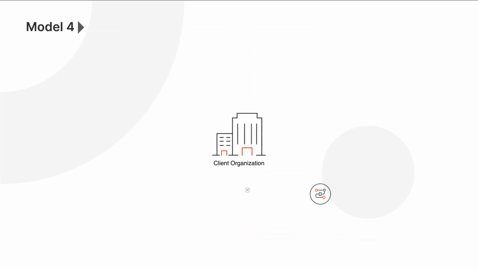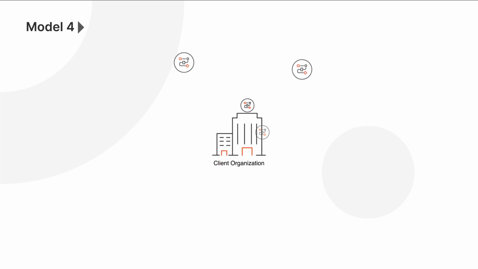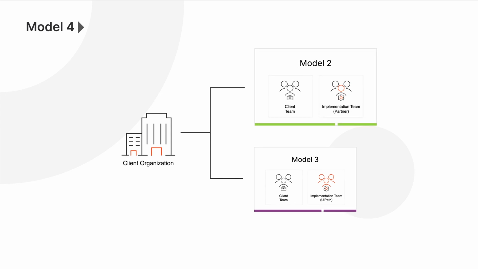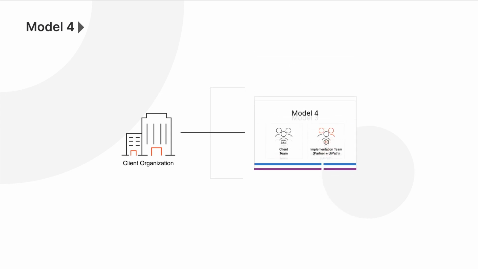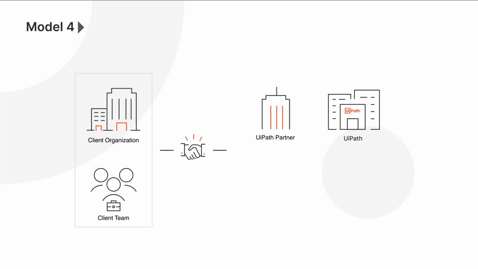In many cases in which an organization is serious about its transformation goals by managing numerous projects at the same time as part of extensive business automation programs, it adopts a model that combines elements from both the second and the third models. This involves getting both UiPath capacity and an external partner to fulfill their diverse implementation requirements.